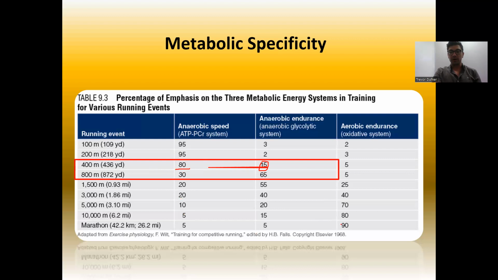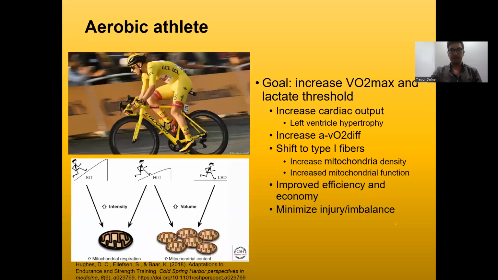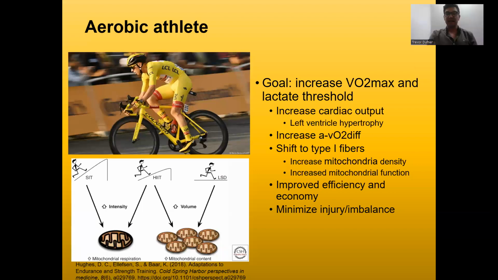And then we look at a marathon runner, you're going to spend a lot of your time training the aerobic endurance, right? You're going to spend a lot of time training the oxidative system, making that highly developed so that when you want to do your exercise going forward, that is the focus of your training for your athlete. So for an aerobic athlete, you're going to want to increase VO2 max and lactate threshold.